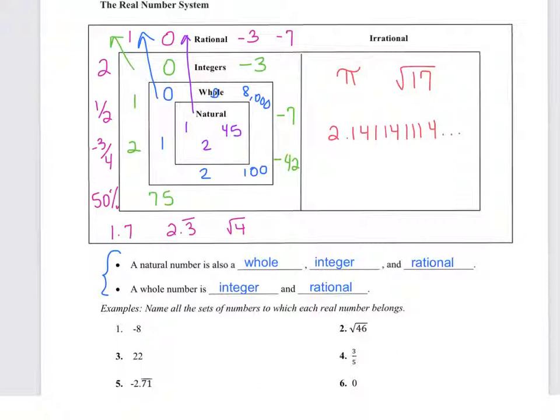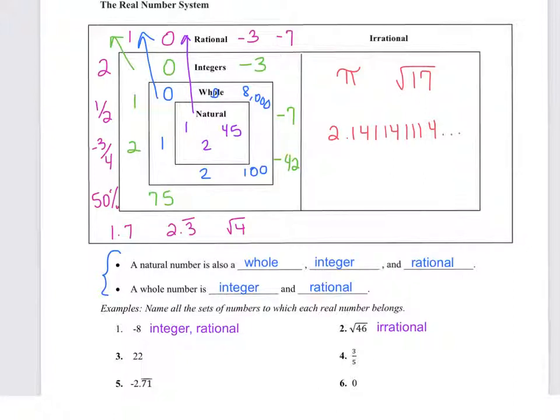So now let's do some examples together. It states, name all the sets of numbers to which each real number belongs. So let's look at number 1. It says -8. You want to first identify where -8 starts. So -8 would start in the integer category because it's a negative number. And if it's an integer, it's also going to be a rational. So your answer is integer and rational. So -8 is integer and rational. Number 2, the square root of 46. Well, the square root of 46 is not a perfect square, and therefore it's a long, ugly decimal, and that would be irrational. So number 2 is irrational.